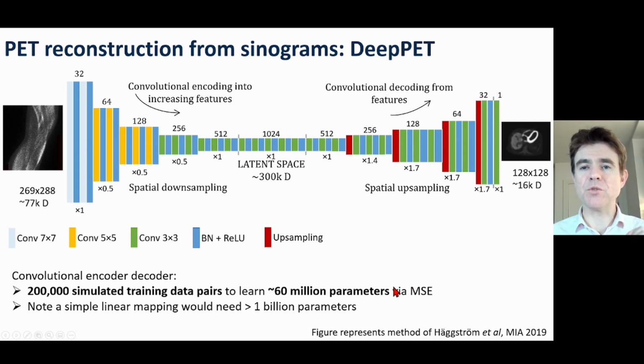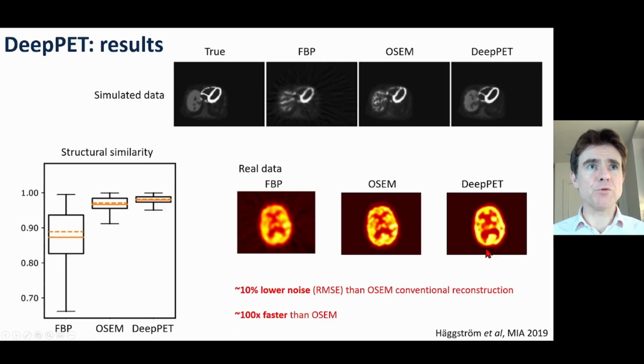And they trained them such that the output matched the ground truth in terms of minimizing the square error between the two. And as alluded to before, had this been a pure, simple linear mapping, we would have needed 1 billion parameters or more to do that mapping, and we wouldn't even have the symmetry benefits of what convolution offers to us. The results of that method are quite convincing with simulated data.